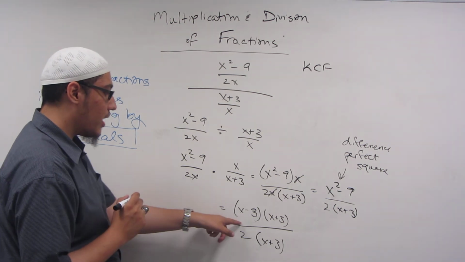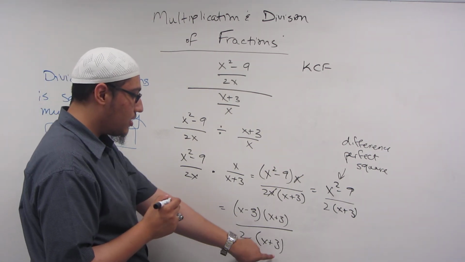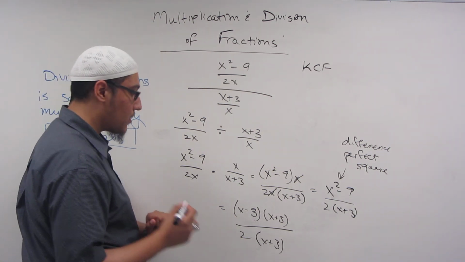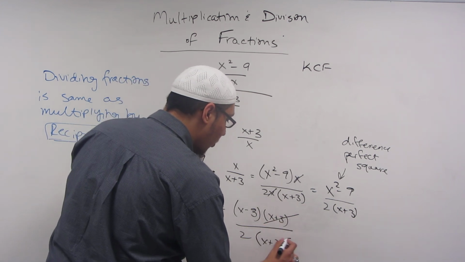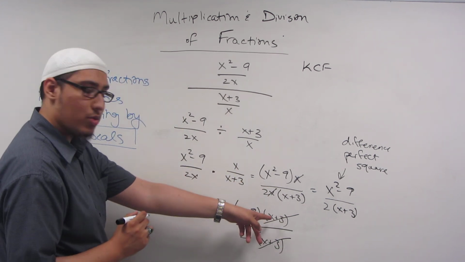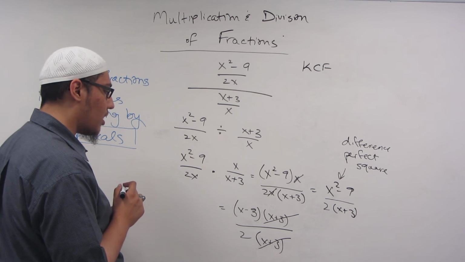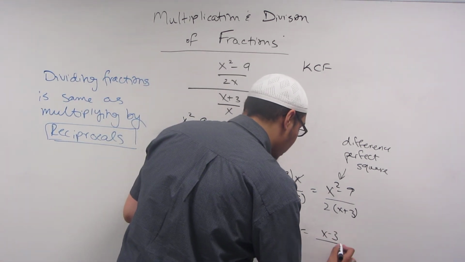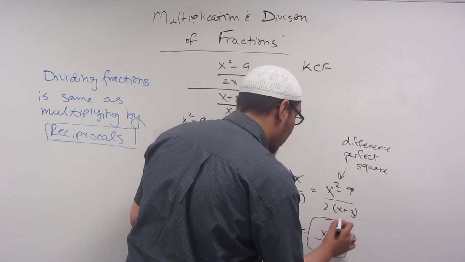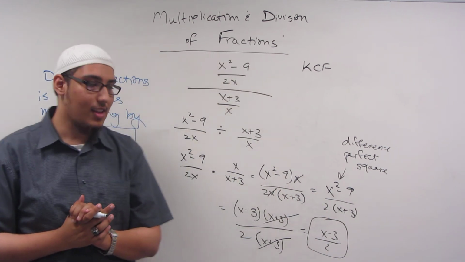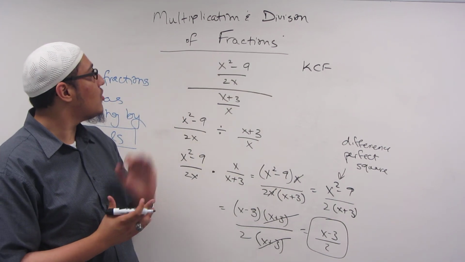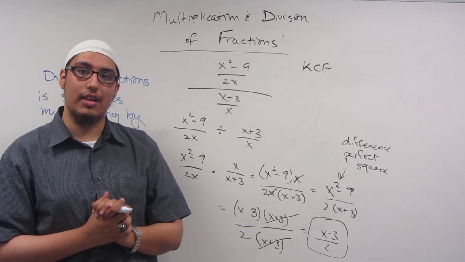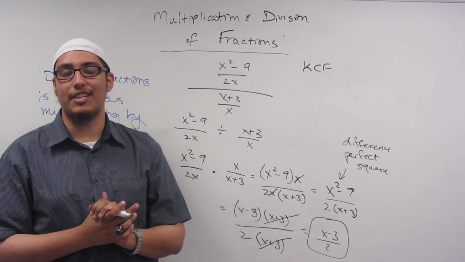Now on the top we have these two terms multiplied together, and these two terms are multiplied together over here. What we can do is simply cross them out, because what we have on the top, we have exactly one of those on the bottom, which ends up giving us x minus 3 divided by 2 as our final answer. All right. Now this is the multiplication and division of fractions in a nutshell. If you have any questions, please let us know in a message.